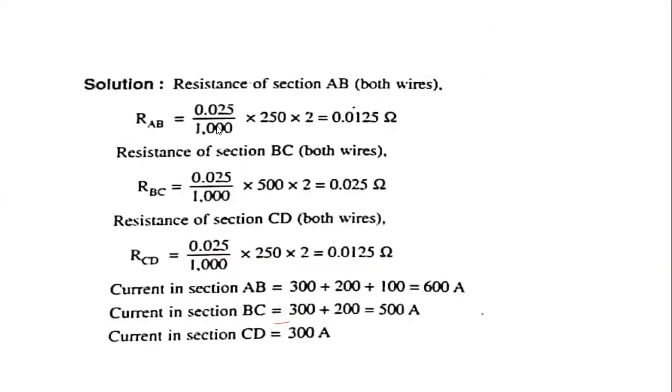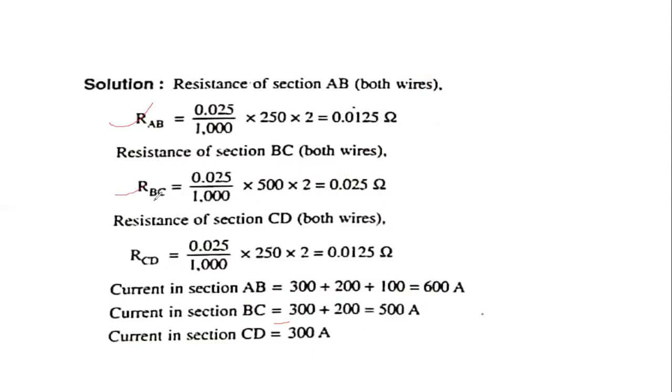That will be considered as 0.25 by 1000 per kilometer, into 250. 250 is the distance between sections A to B. Since we are considering both wires, we multiply by 2. This is the RAB, the resistance at section AB.